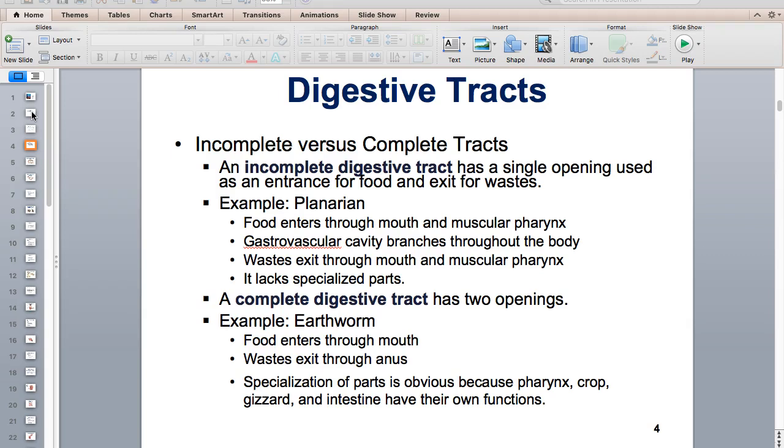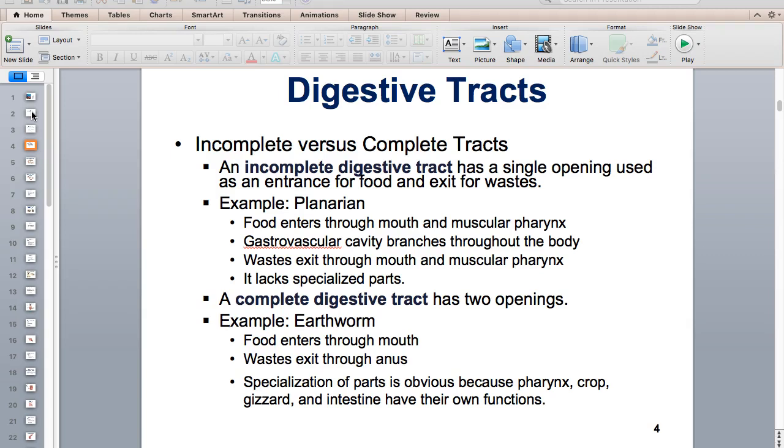Remember, food will enter through the mouth and that muscular pharynx. And remember, in lab, we put some egg yolk in the dish, and you can see how they wrap their bodies around that egg yolk to eat. They have a gastrovascular cavity that the food goes into. Waste will also exit through the mouth. Okay, so again, incomplete means one single opening, and it also doesn't have any specialized parts.